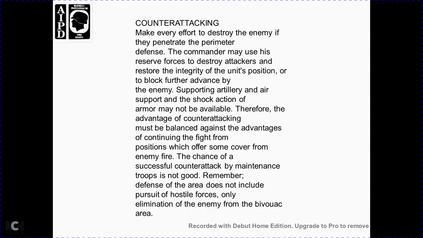Counterattacking: make the effort to destroy the enemy even if they penetrate the perimeter of the defense. The commander may use even the reserve force to destroy the attacker, to restore the integrity of the unit position, and block further advance. The enemy supplies artillery and air support with shock and action. Armor may not be available, therefore the advantage of the counterattack must be balanced against the advantages of continuing the fight from the position with cover from enemy fire. The chance of a successful counterattack by the maintenance troops is not good. Remember that the defense area does not include pursuit of hostile forces, only elimination of the enemy from the bivouac area.